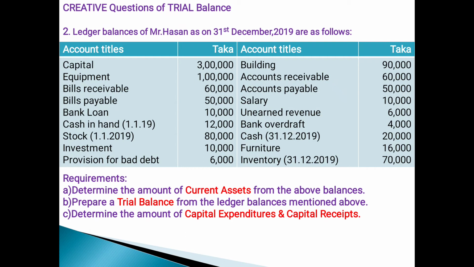Furniture is one kind of fixed asset, that is a long-term asset. Assets are debit, so furniture is debited in this trial balance for taka 16,000.